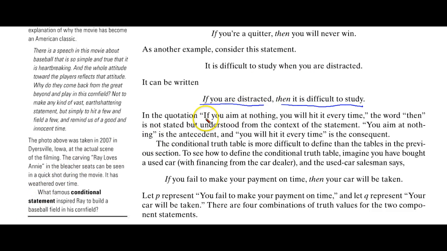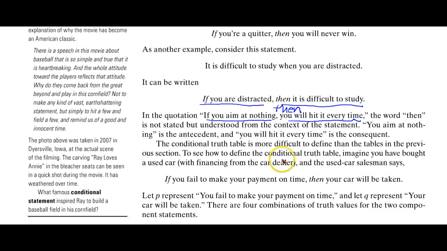In this next one, if you aim at nothing, you will hit it every time. All right, that's kind of a play on words. So if is there, you could put the then in there and make it a conditional statement in the form if then. All right. If you fail to make your payment on time, then your car will be taken. Again, modifying what they're saying here.